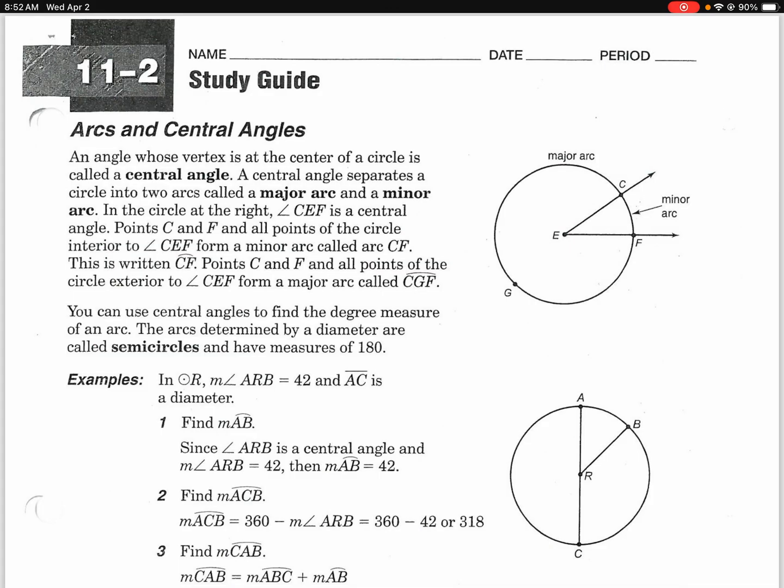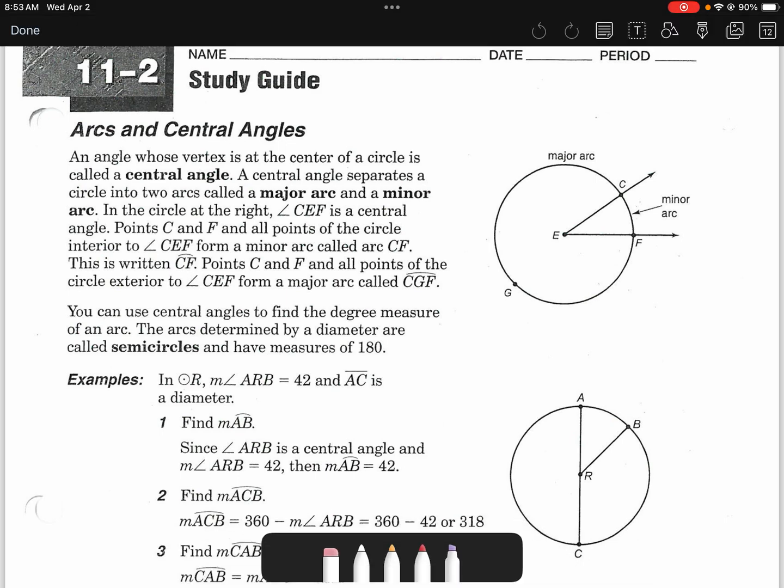This is the study guide for section 11.2. We're going to look at arcs and central angles. If you forget what any of those are, you can go back and watch our other videos. You could also read this paragraph here. It tells you what a central angle is, a major arc and a minor arc.